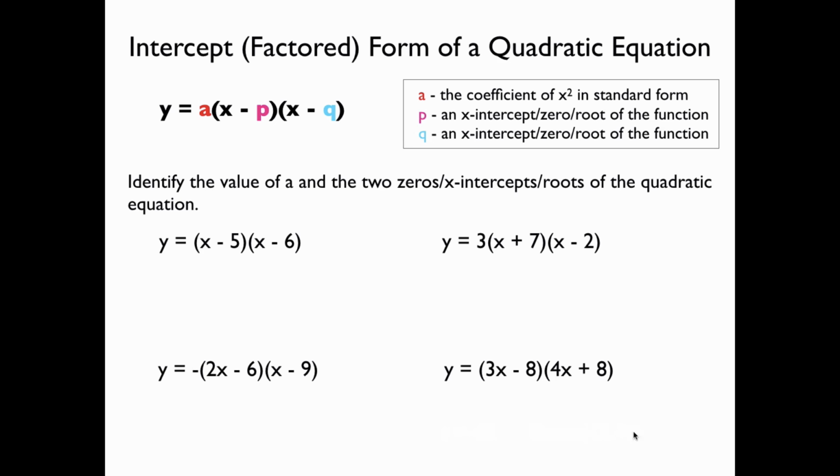And our last form is intercept or factored form, where a is the coefficient of x squared, and p and q represent our intercepts, roots, or zeros of the function. Now, notice this form. We need an a on the outside here. Then the first factor reads x minus p, and the second factor reads x minus q. So keep that in mind when trying to interpret factored or intercept form.